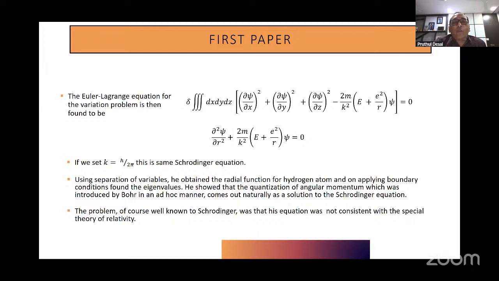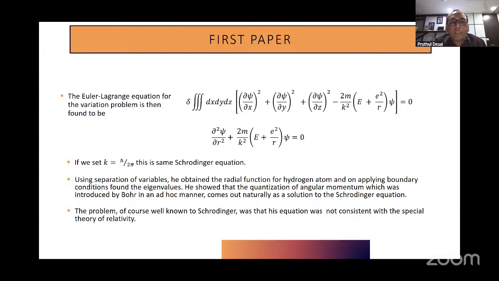If you take the extremum, if you take the integration, the Euler-Lagrange equation for the variational problem gives an equation which we all know. If I substitute k equal to h upon 2 pi, we get the Schrodinger equation. So see, Schrodinger used a trick. He used the ideas of classical mechanics to arrive at his equation.